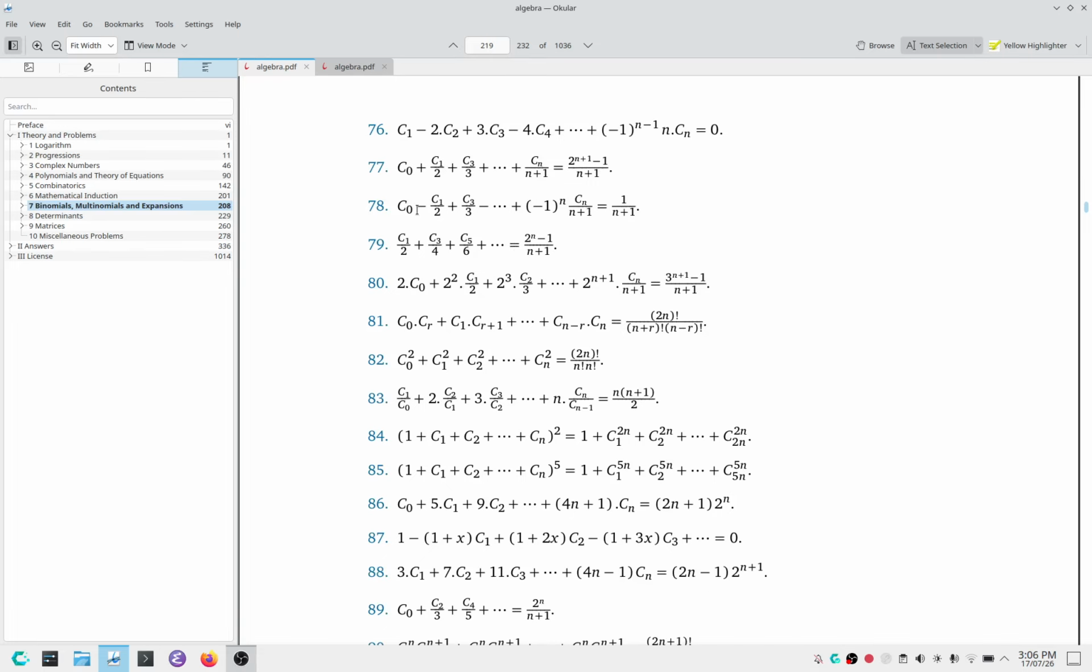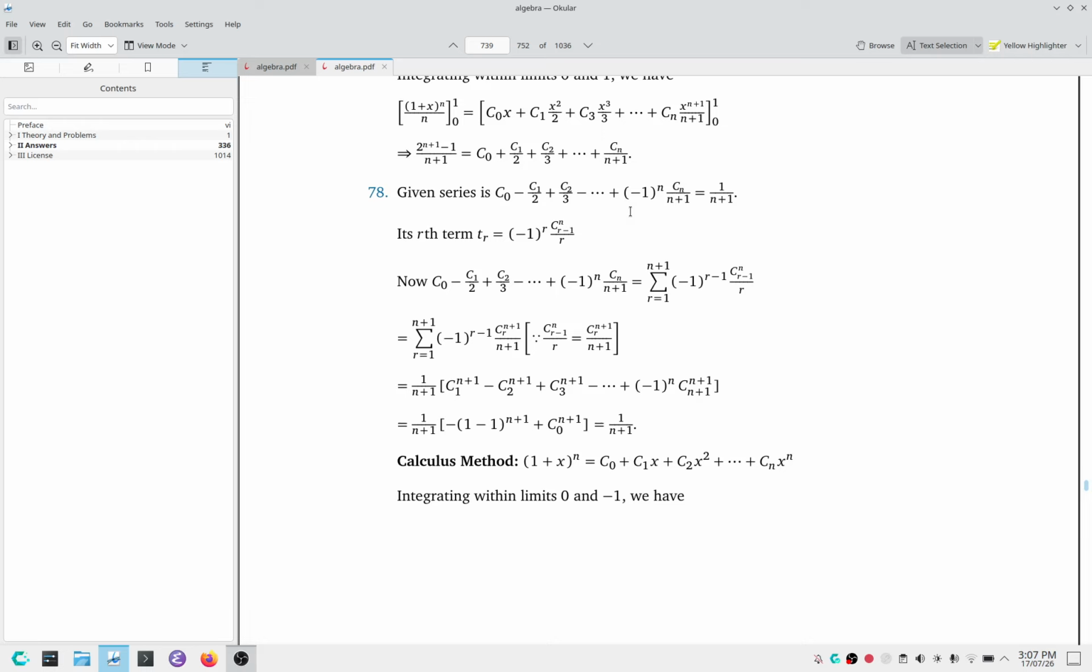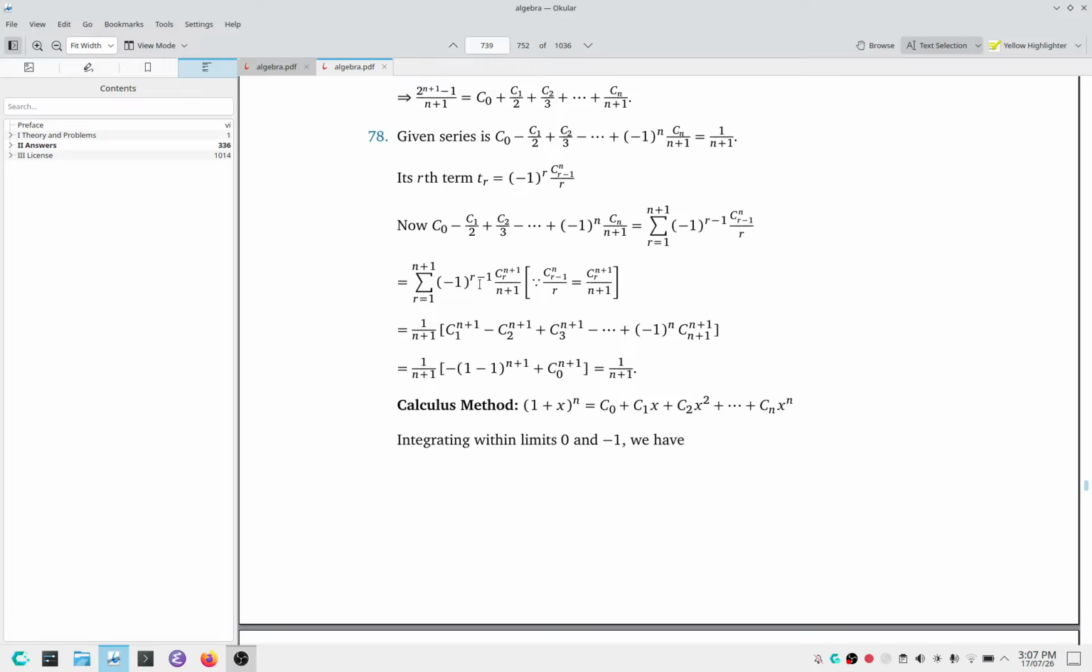Question 78 says that we have to show that C0 minus C1 upon 2 plus C3 upon 3 minus and so on, plus minus 1 to the power n Cn upon n plus 1 is equal to 1 upon n plus 1. So here the general term is minus 1 to the power r nCr upon r minus 1, which we can write as minus 1 to the power r minus 1 n plus 1 Cr upon n plus 1.